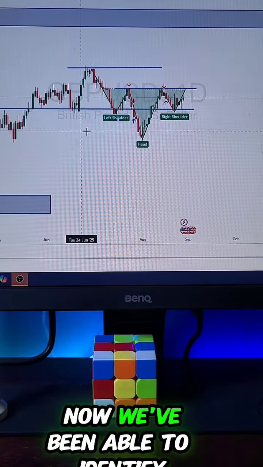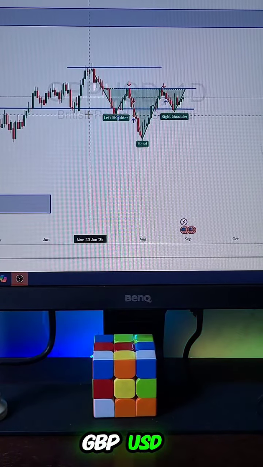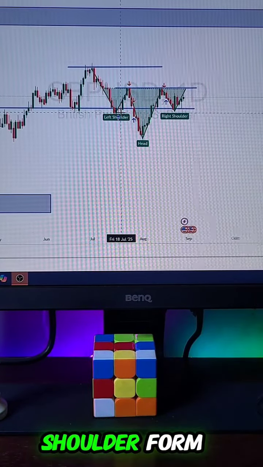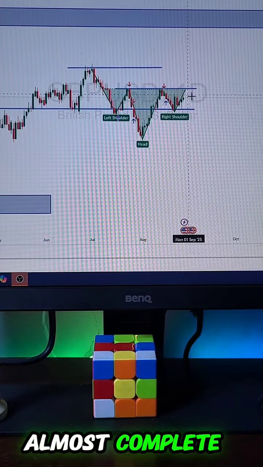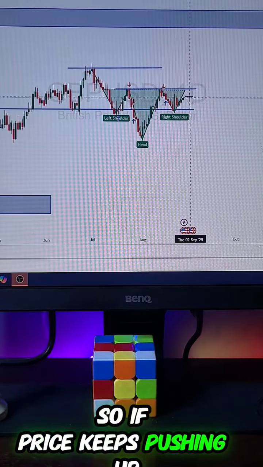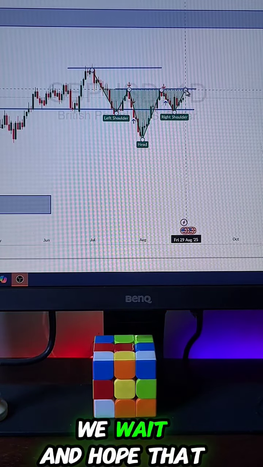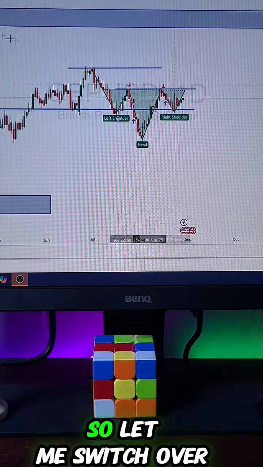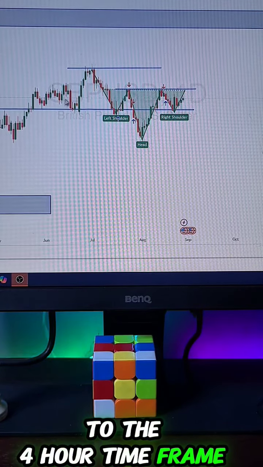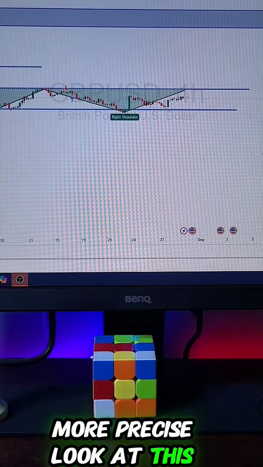Okay, guys, so now we've been able to identify our inverse head and shoulder forming on GBP USD. So we have our left shoulder formed, we have our head, and now our right shoulder is almost complete. So if price keeps pushing up this way, all the way to our neckline, we'll wait and hope that price breaks above this neckline. So let me switch over to the 4-hour time frame so you can get a more precise look at this.